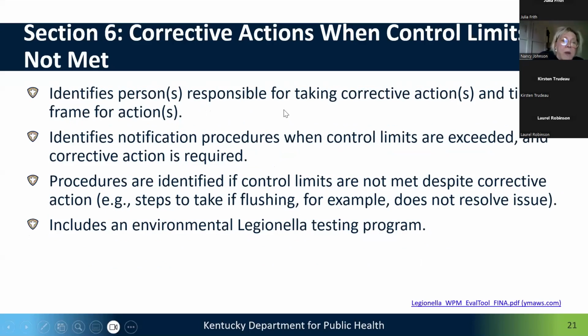In this section, you have to identify the person responsible for taking corrective actions and the time frame for those actions. So if you see something is out, who is responsible for that, in which part of the system, and how long do they have to get that taken care of? It also identifies notification procedures when the control limits are exceeded and you have to do something to correct it. And then what happens if, even after you do something, you are still finding Legionella? What are you going to do then?